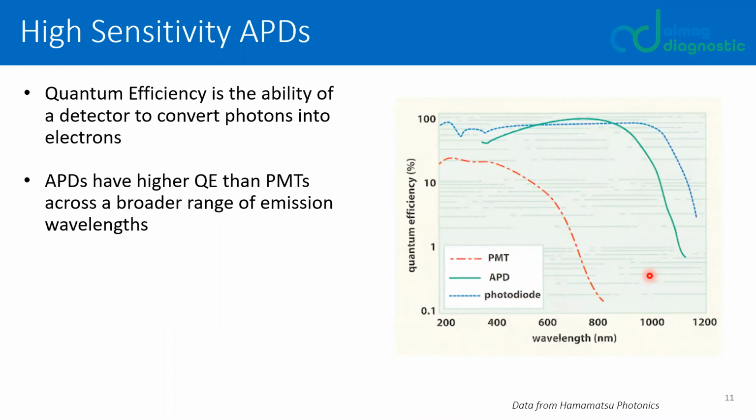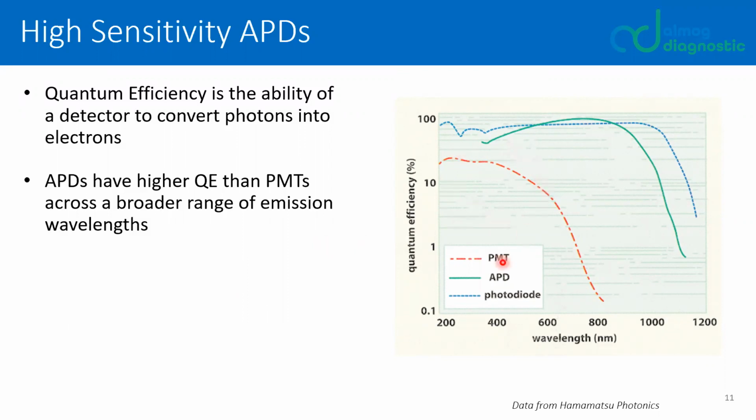So a bit about the APDs. The Aurora and Northern Lights use APDs instead of PMTs for all instruments. The sensitivity of a detector is measured by quantum efficiency. It is the ability of a detector to convert photons into electrons and finally to a signal. So you can see that APDs have much higher quantum efficiency than PMTs.